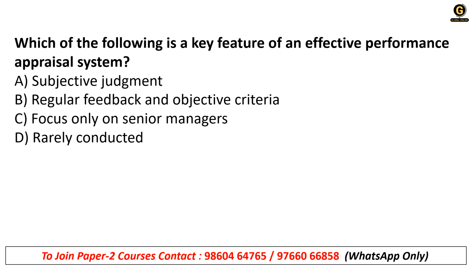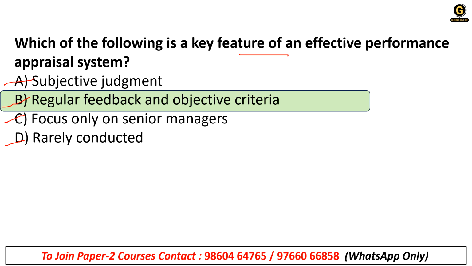Which of the following is a key feature of an effective performance appraisal system? A, subjective judgment; B, regular feedback and objective criteria; C, focus only on senior managers; and D, rarely conducted. So it is option B, regular feedback and objective criteria.